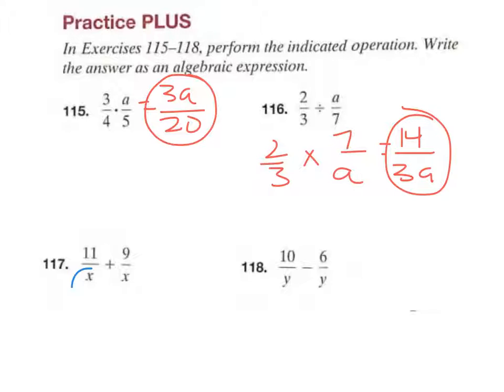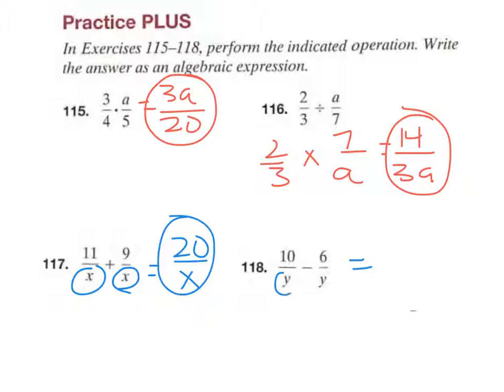Addition, these two have to be exactly the same. In this case, they are, so they stay the same. And then all we do is add the numerators. Same with subtraction, they have to be the same. If they're not, we need to make them the same. In this case, they are already, so I keep them the same, and then I subtract. And I have my answer.